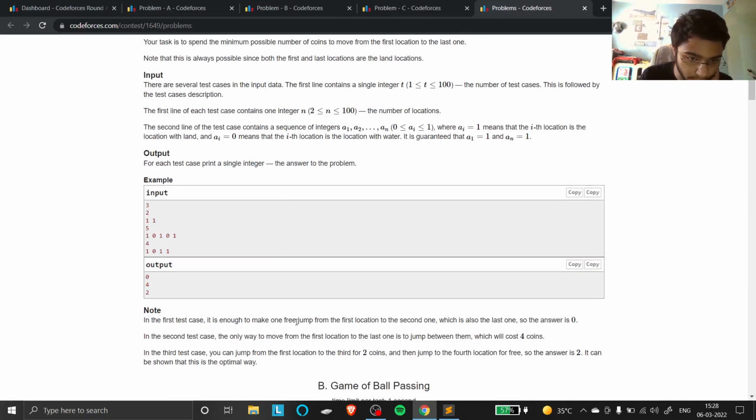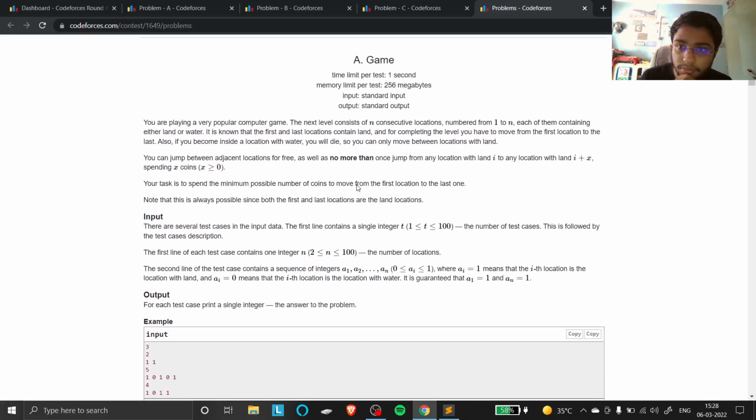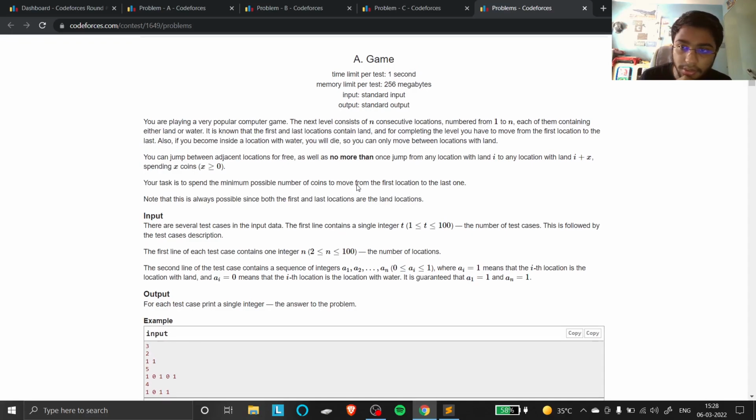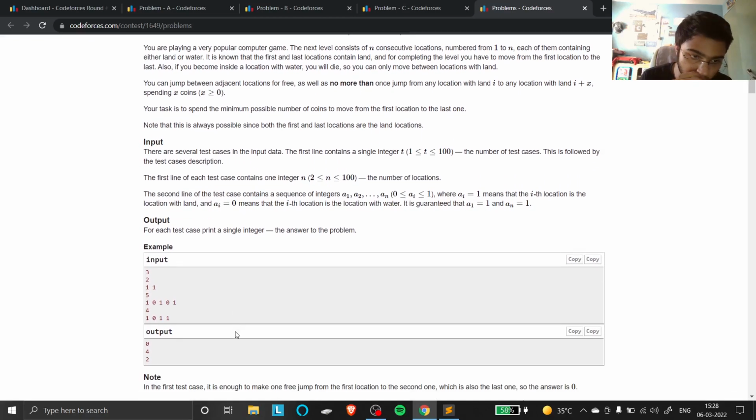In the first case, it is enough to make one free jump from the first location to the second, which is also the last one, so the answer is 0. In the second case, the only way to move from the first location to the last one is to jump between them, and this will cost 2. From i to any location i plus x, 2 to 4. Here 2, then adjacent, it's fine.